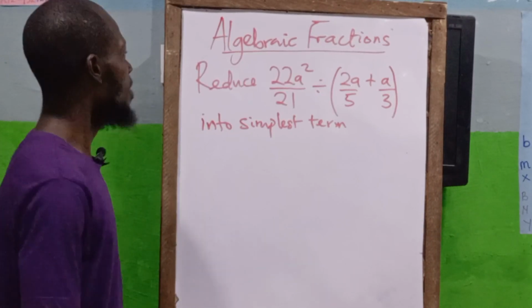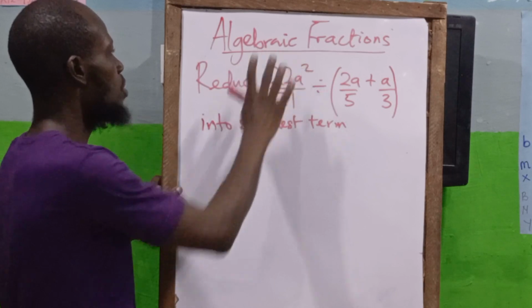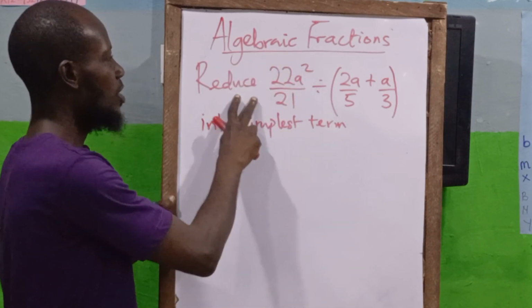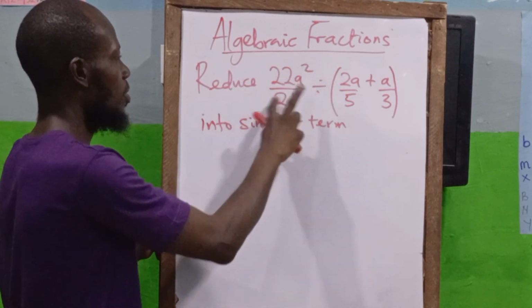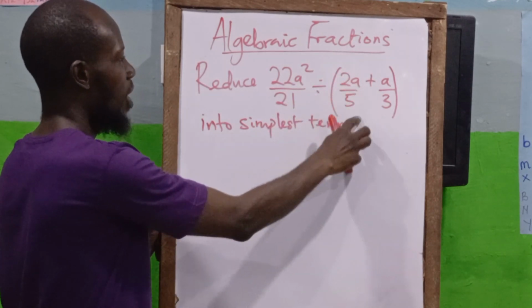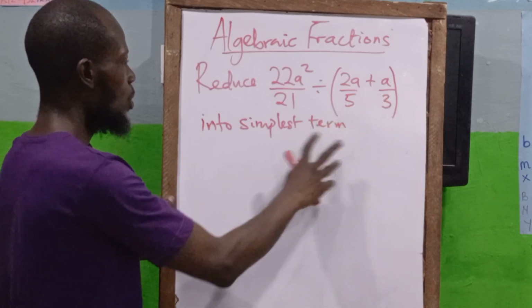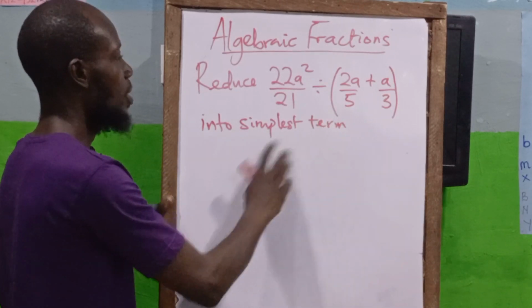Hi, you are welcome. So we are going to look at this question under algebraic fractions. Reduce 22a squared over 21 divided by (2a over 5 plus a over 3) into simplest term.